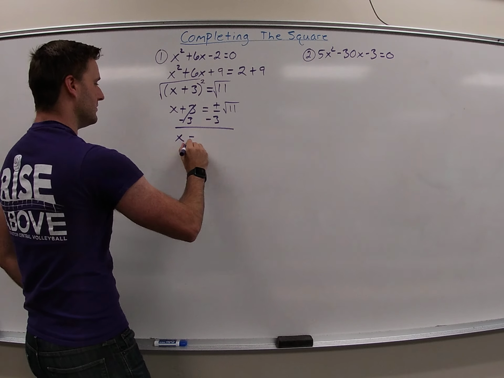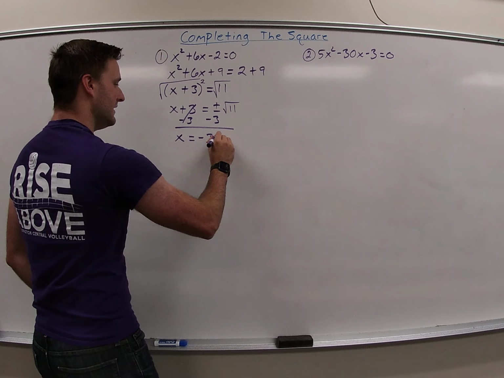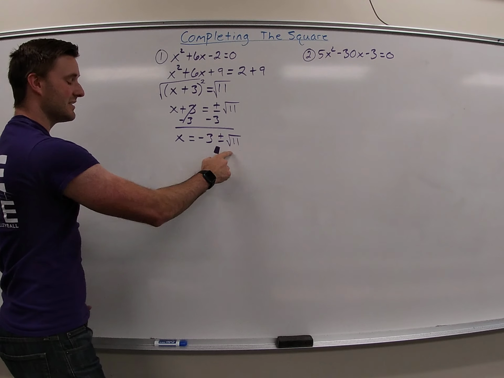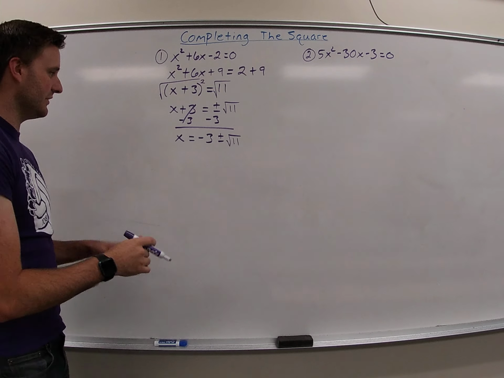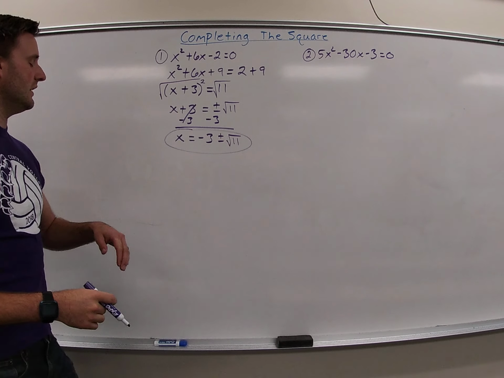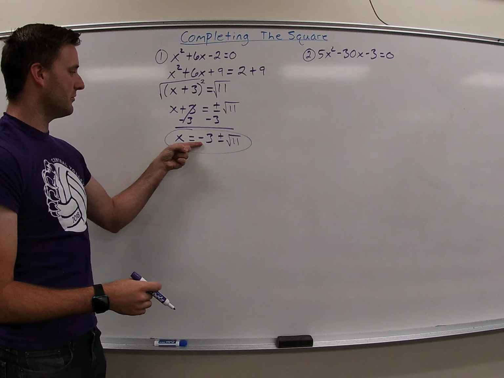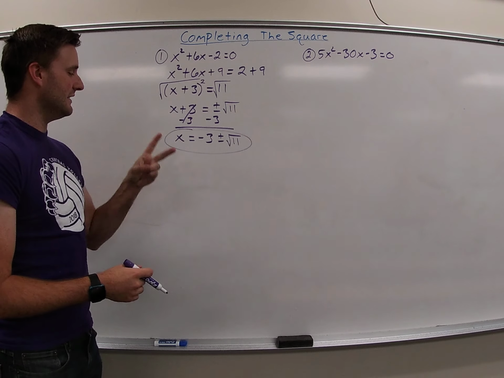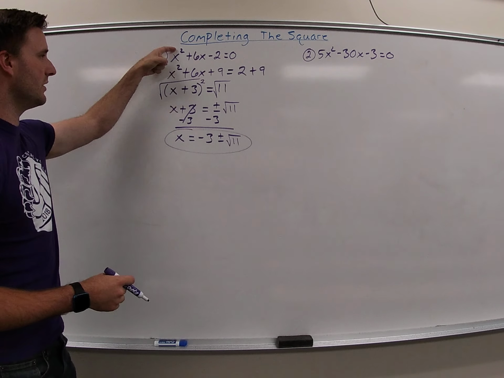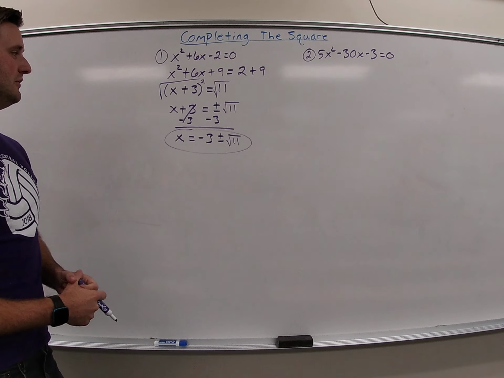So we get x equals negative 3 plus or minus the square root of 11. Because we can't simplify the square root of 11, we're just going to leave it there. And those are 2 answers. We know it's 2 answers because we get one answer from negative 3 plus the square root of 11, and the second from negative 3 minus the square root of 11. 2 answers come from our highest exponent being a 2.